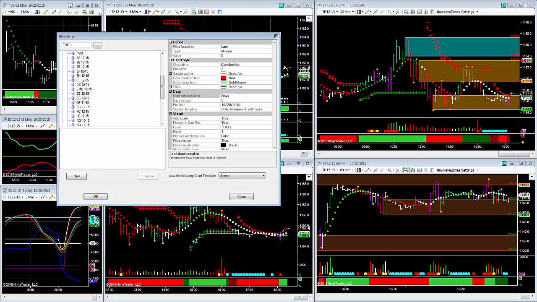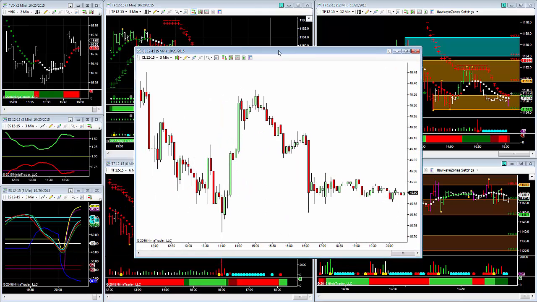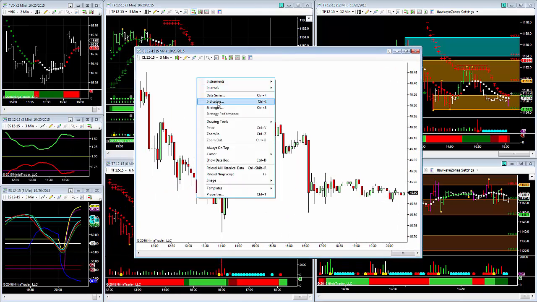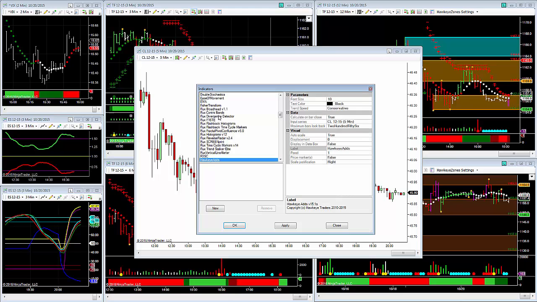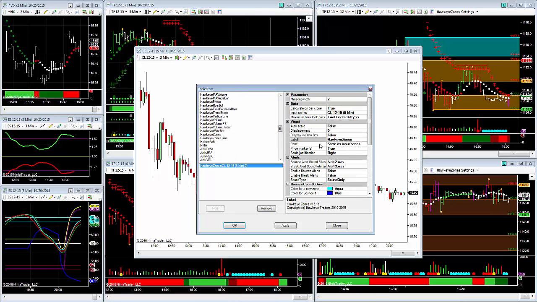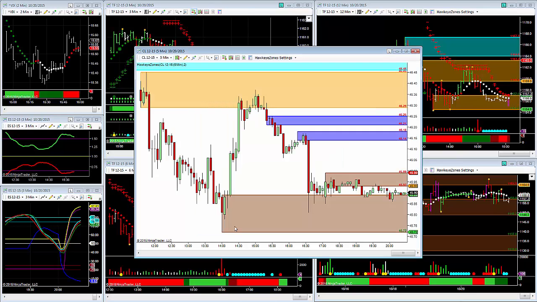Let's see, crude oil. I'll take crude oil for today. Looks like it's a 5-minute chart. I'll start with 5 minutes and then we'll just go up from there. So you can apply the Hawkeye zones to the chart here, and I'll use all the defaults for now. And there you can see the zones that are applied to a 5-minute chart.